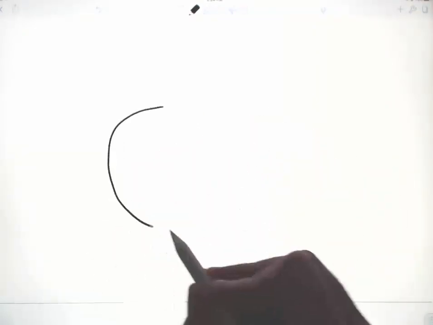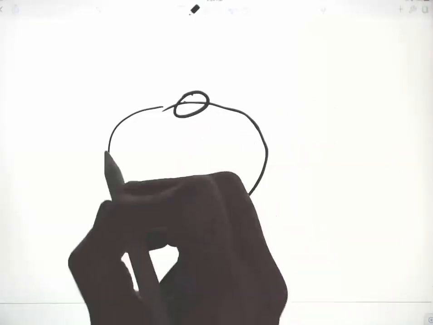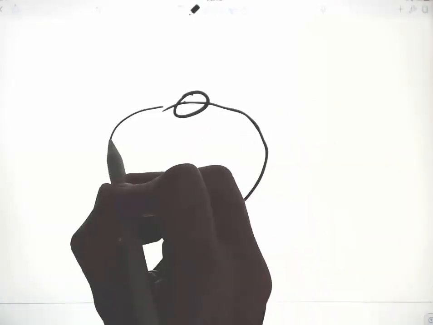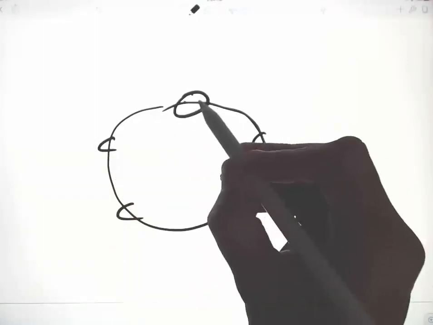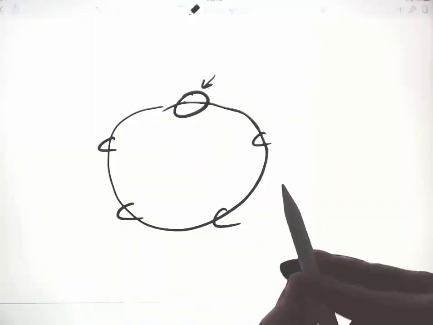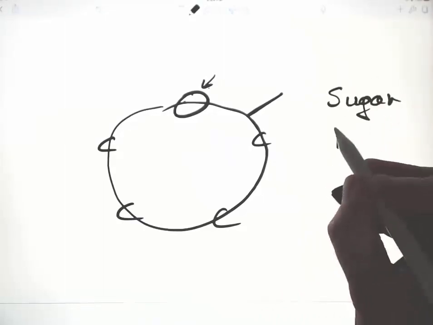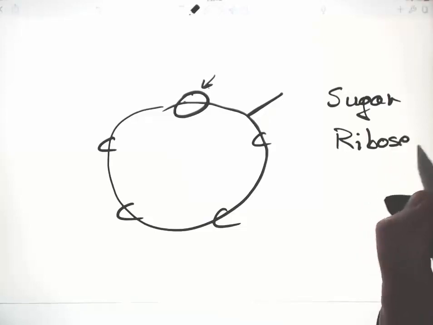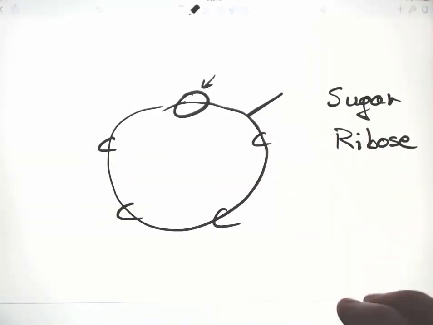If you go back to Wikipedia and look up a sugar, what you'll learn is that a monosaccharide is a carbon ring with an oxygen in it, and it can have different numbers of carbons. Ribose happens to have four. It's a pentose sugar with five parts of the ring, one being this oxygen here. You're going to remember it just as sugar and ribose. This is your simplest form for remembering the ribose, the sugar part.